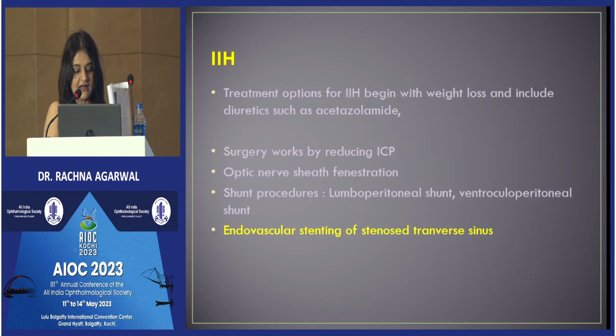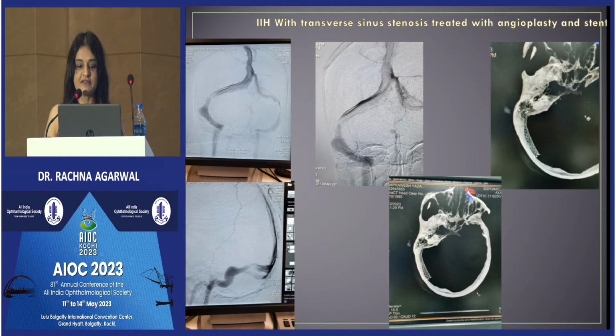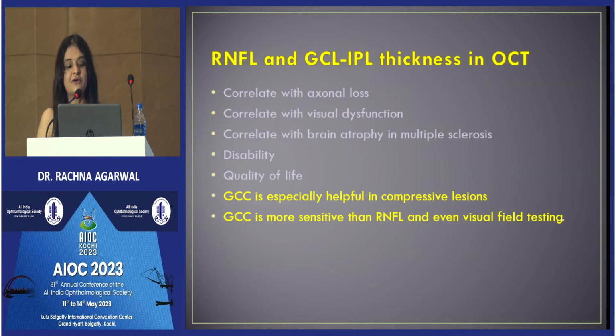Now coming on to IIH. The treatment for IIH begins with weight loss and includes diuretics such as acetazolamide. Surgery works by reducing ICP. Optic nerve sheath fenestration is another option, which is now practiced. For shunt procedures, we have lumboperitoneal shunt and ventriculoperitoneal shunt. Endovascular stenting of stenosed transverse sinus is another option we have now. This is a case, again from our institute, of IIH with transverse sinus stenosis, which was treated by angioplasty and stenting.